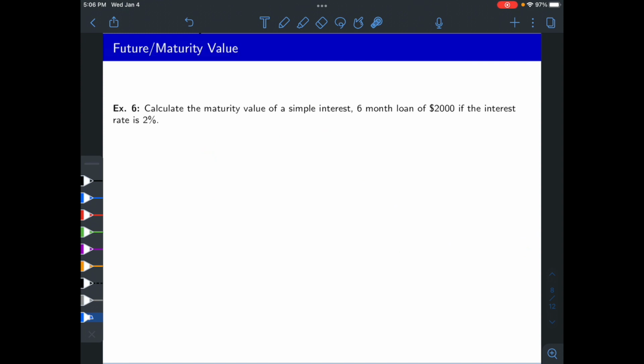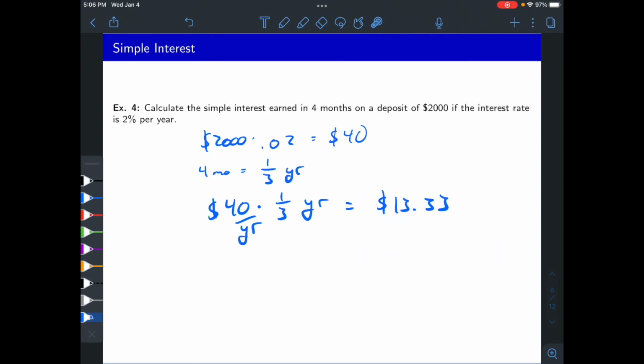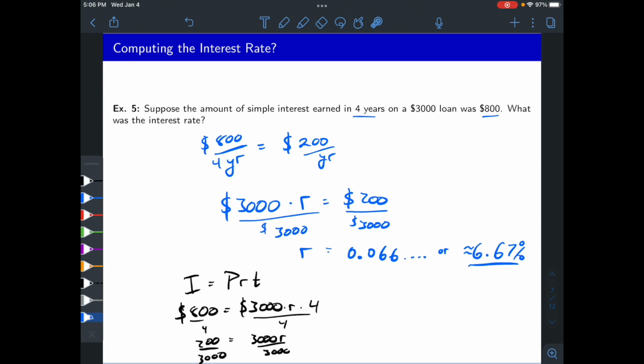All right. Let's do future or maturity value. These are the same thing, and it really just means how much money do you have after you make the interest. So let me relate it to this problem. In this problem, we started with $3,000, and after 4 years, we made $800 interest. This tells us that the future value after 4 years is going to be $3,800. It just means how much money you have after you add the interest.